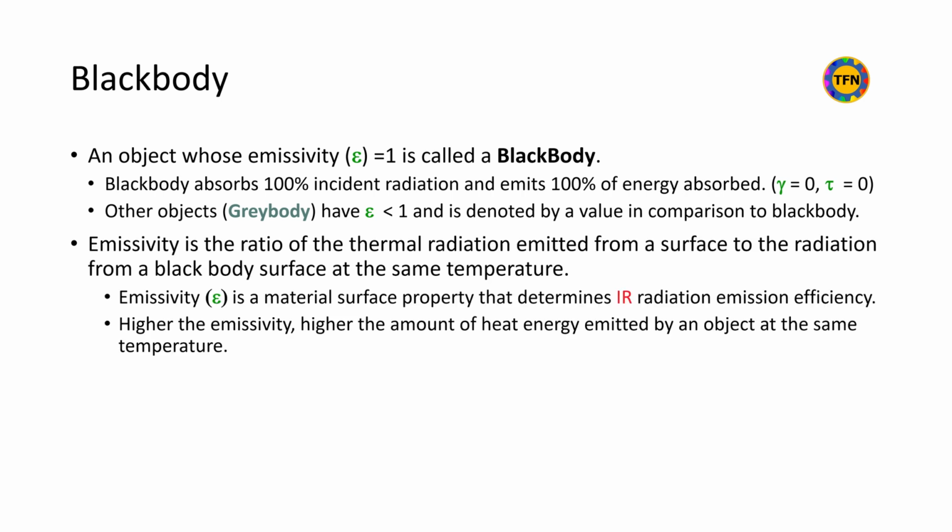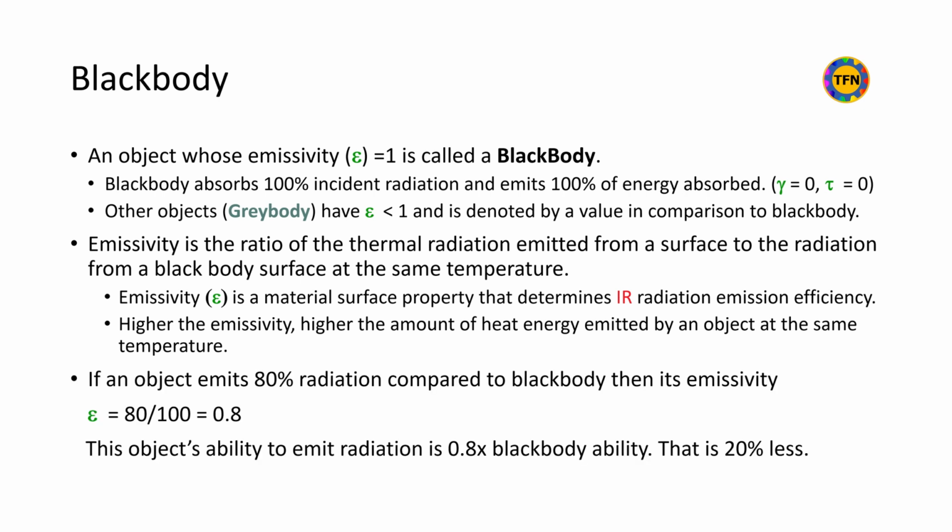Emissivity of a gray body is the ratio of the thermal radiation emitted from its surface to the radiation from a black body surface at the same temperature. Emissivity is a material surface property that determines IR radiation emission efficiency. It is expressed by a decimal fraction in comparison to blackbody. The higher the emissivity, the higher the amount of heat energy emitted by an object at the same temperature. For example, if an object emits 80% radiation compared to blackbody at the same temperature, then its emissivity equals 80 divided by 100, or 0.8.